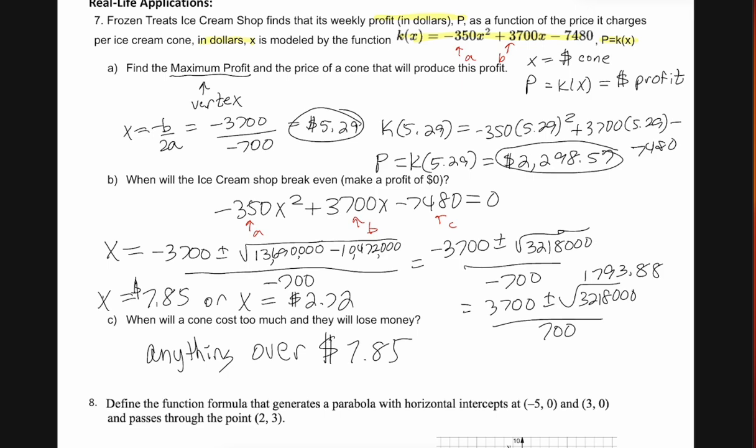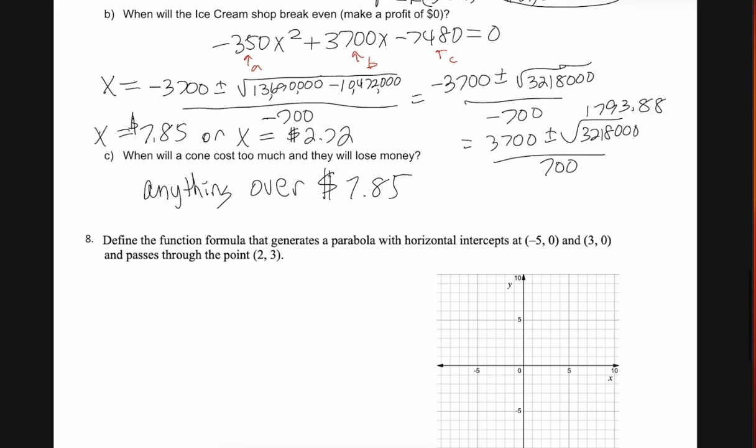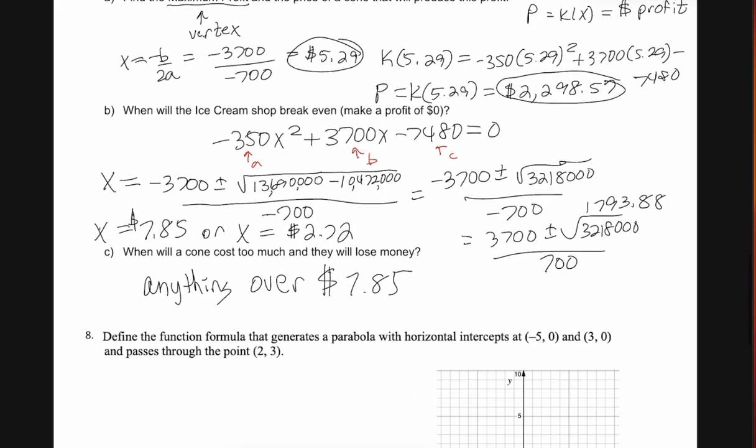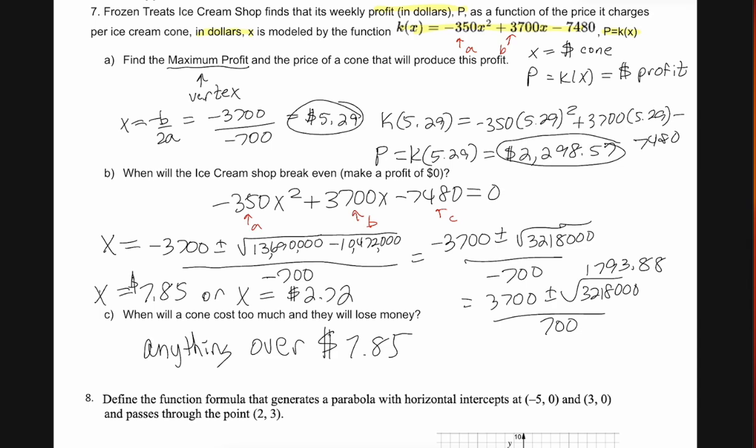If it's below 272, they're not even covering the cost of their workers and their ice cream cone supplies and things. So that 785 and that 272 separate when they make a profit and when they don't. The best price they should be charging their customers is $5.29. The 2 worst prices are $7.85 and $2.72. Okay. Now it says define the function formula that generates. So that's the end of our word problem.